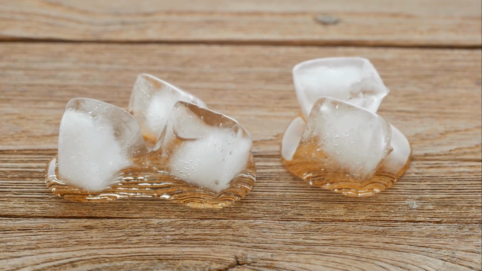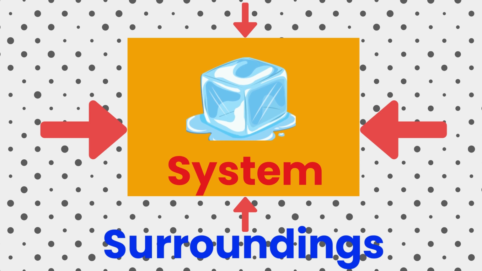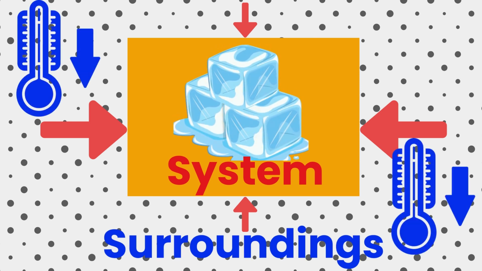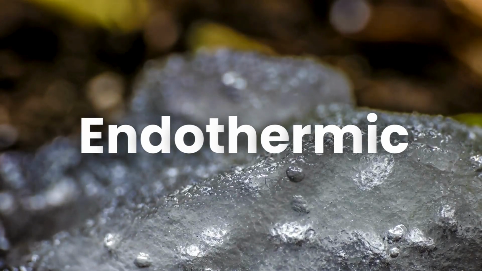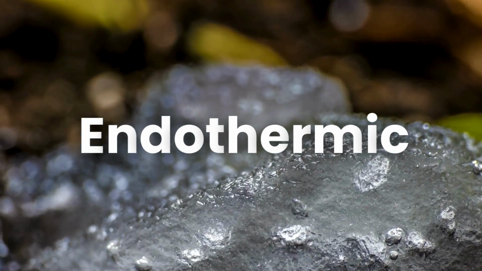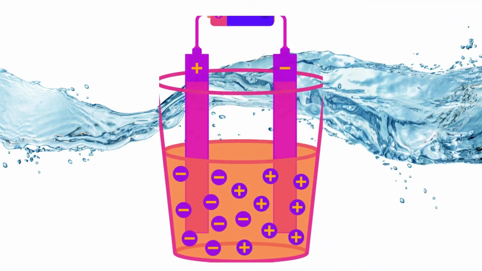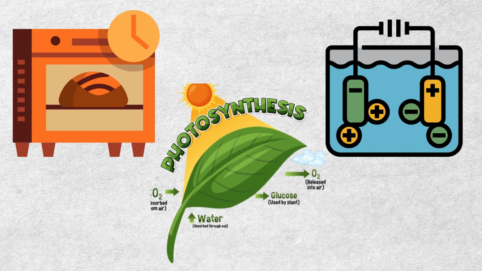In this case, the system, which is the ice, absorbs energy from the surroundings, and the ice transitions from solid to liquid. Because heat is absorbed from the surroundings, the temperature of the immediate surroundings decreases, making the process of ice melting an endothermic process. Baking bread, photosynthesis, electrolysis of water are some other examples of endothermic processes.